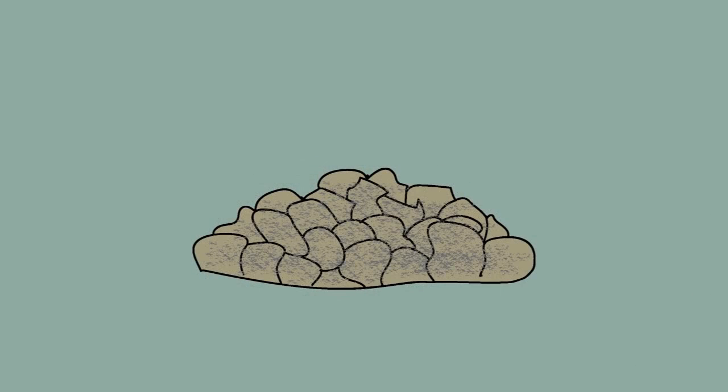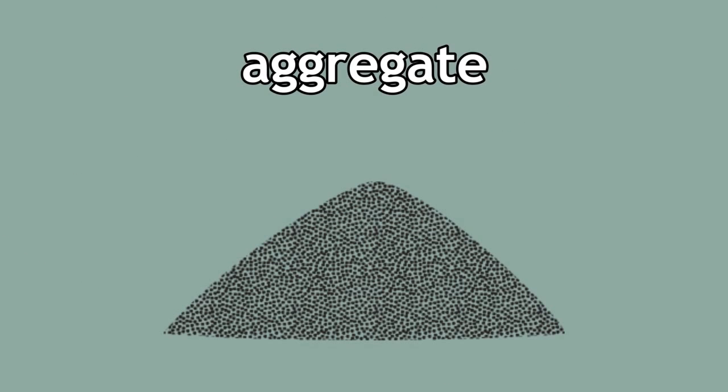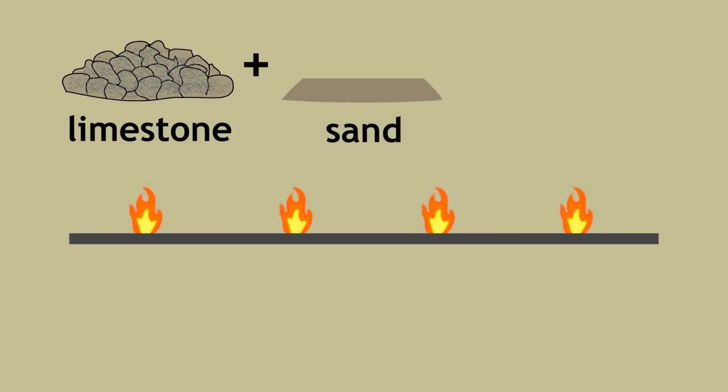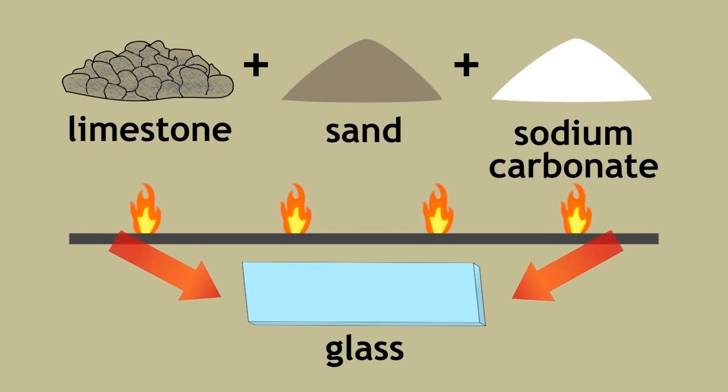Limestone can even be crushed and used as an aggregate when paving roads. The term aggregate simply refers to crushed stones and minerals for construction or road building purposes. When limestone is heated with sand and sodium carbonate, certain types of glass can be made.